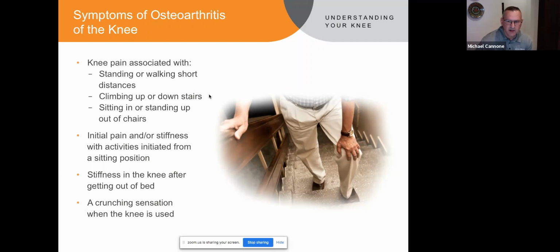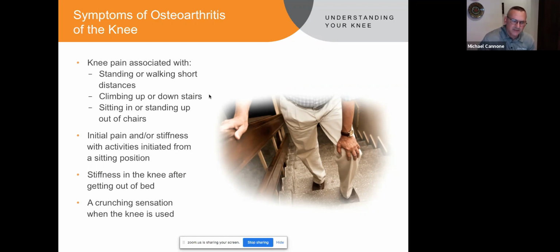You can also have swelling, which can cause stiffness in the knee joint. You may have heard it referred to as water on the knee. We call it an effusion, E-F-F-U-S-I-O-N is how it's spelled. And that can cause significant stiffness and discomfort in a knee joint.